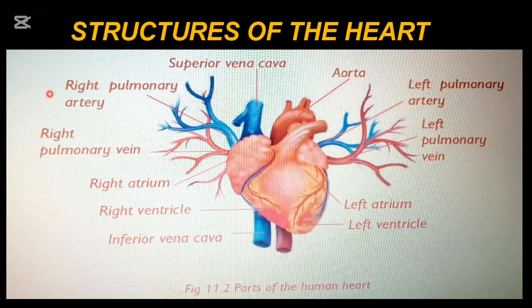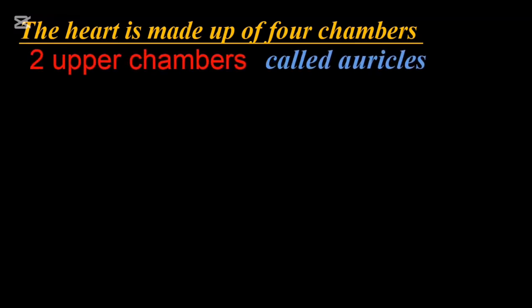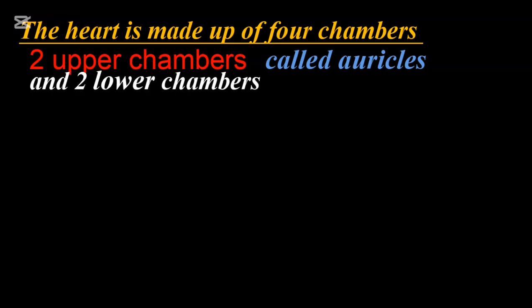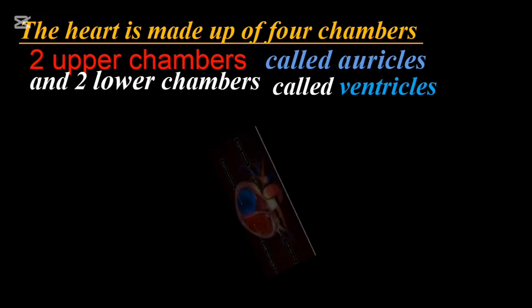But let's talk about the structure of the heart. The heart has 4 chambers. This chamber is called the right atrium, while this one is called the right ventricle. This one is called the left atrium, and this one is called the left ventricle. Let's continue. The heart is made up of 4 chambers. The 2 upper chambers are called the auricles, and the 2 lower chambers are called the ventricles.